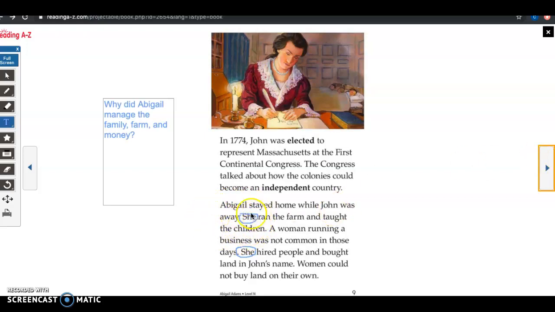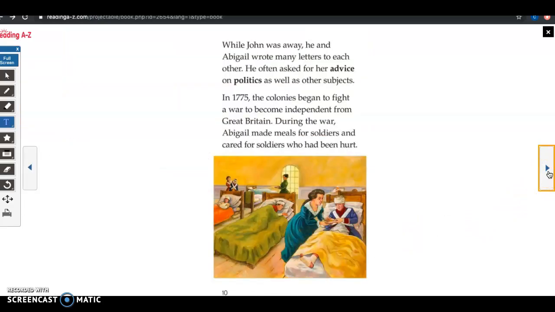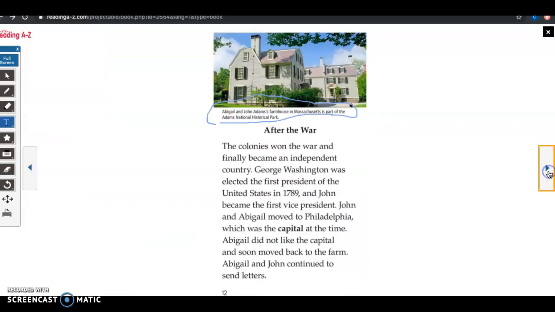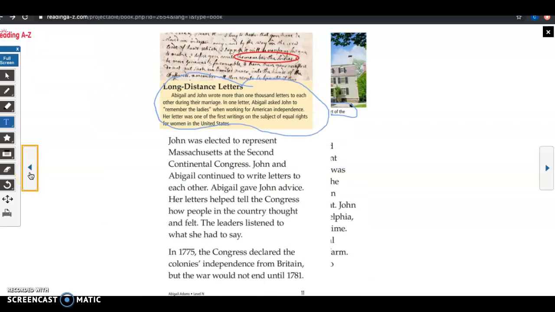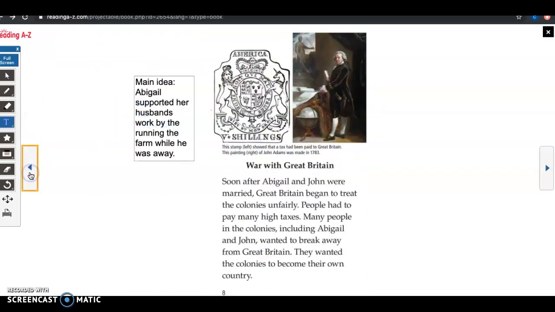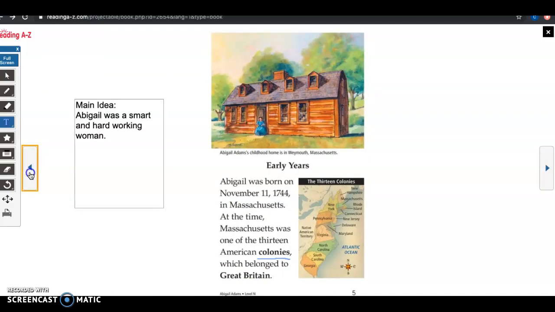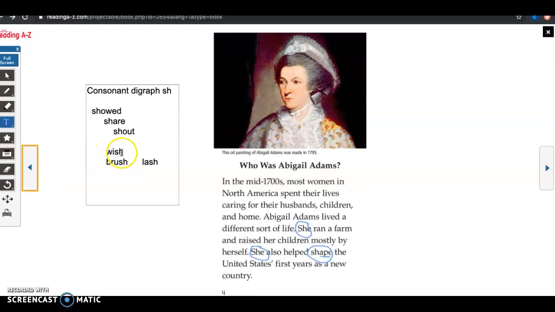We also went over the consonant digraph SH, and we talked about some different words that had that digraph in it, like she. The one that I see throughout the story is she. You can still see it. We talked about how the SH can also be at the end of the word, like in lash, or brush, or wish.